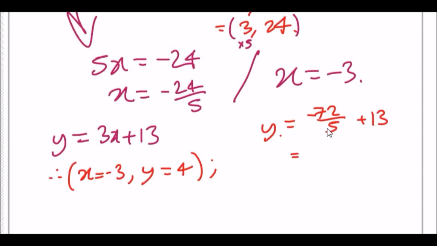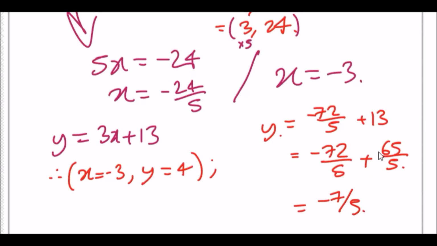To make your life easy, because there's no calculator, make 13 a fraction, so it's 13 over 1. Multiply up and down by 5 so you can add them. 13 times 5 gives you 65 over 5. Now it's easy. You have minus 72 plus 65, that gives you minus 7, so it's minus 7 over 5.